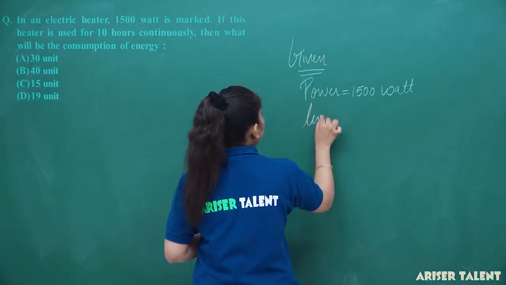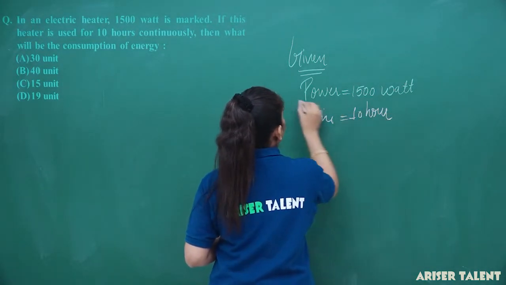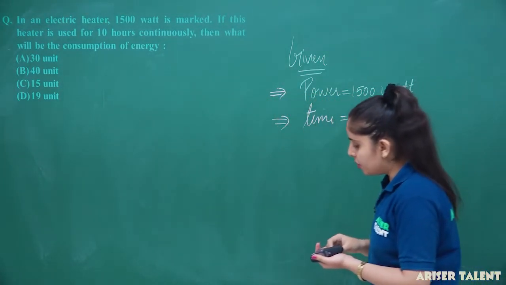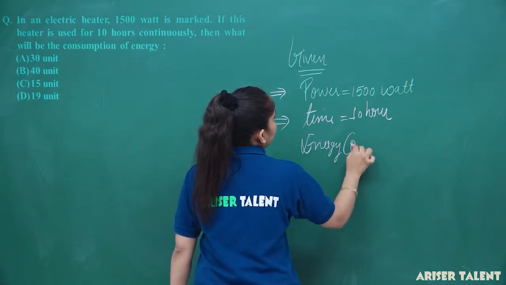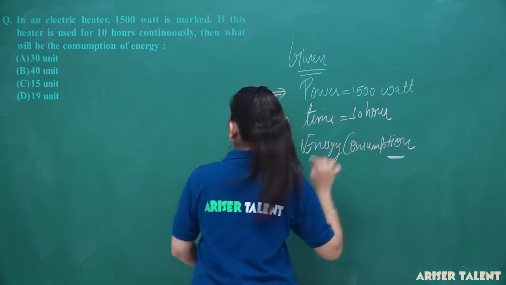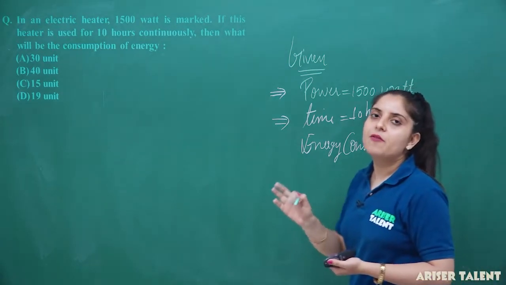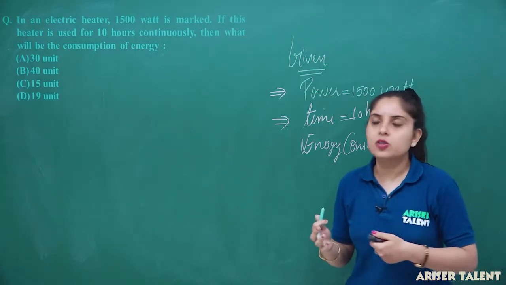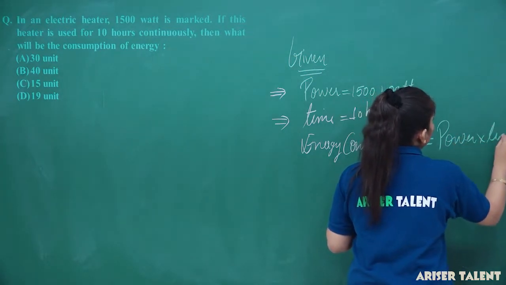What are you provided with? You are given power and time. So you are provided with two factors here. Then you have to calculate the energy consumption. For calculating the energy, you will just multiply the power with the time, because this is the calculation formula for calculating the electrical bill also. So, energy consumption will be equal to power into time.